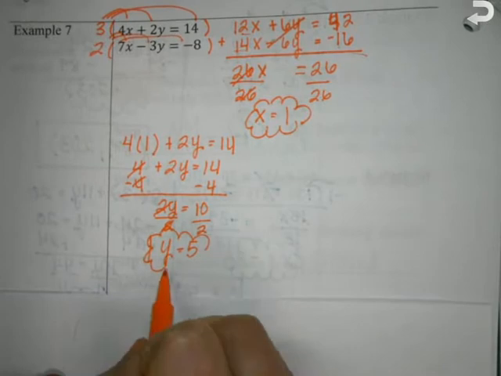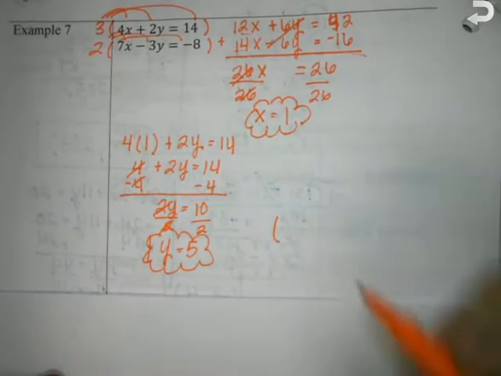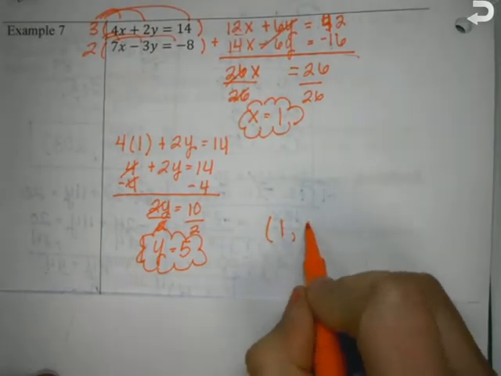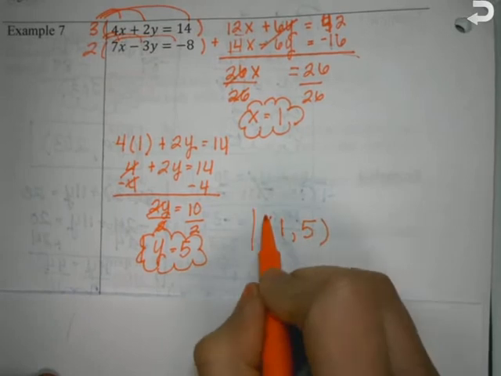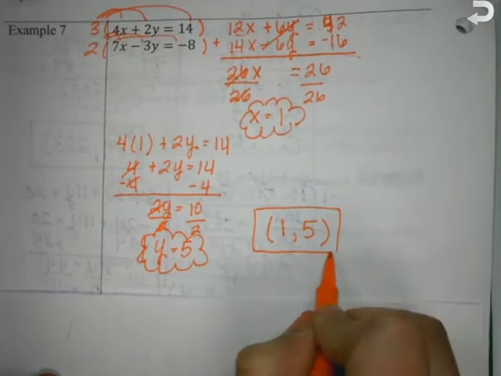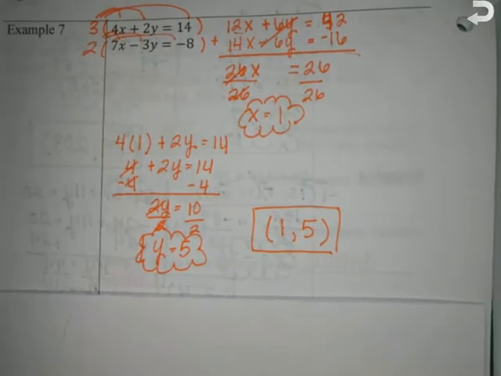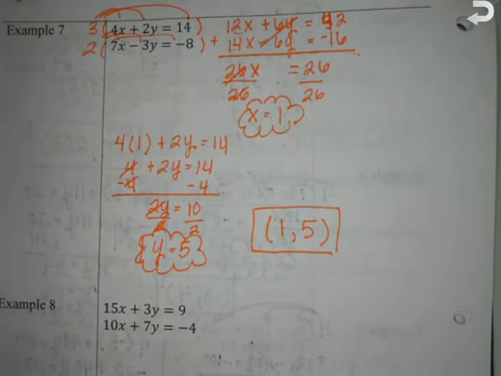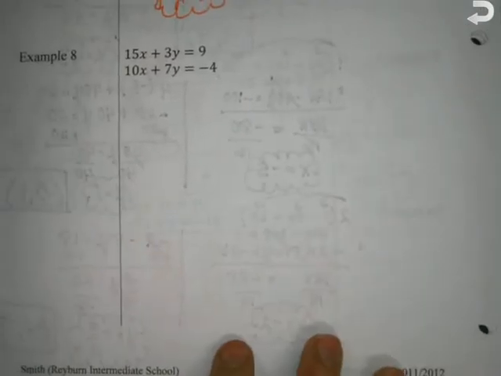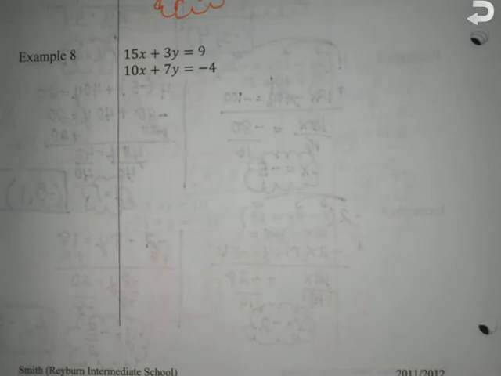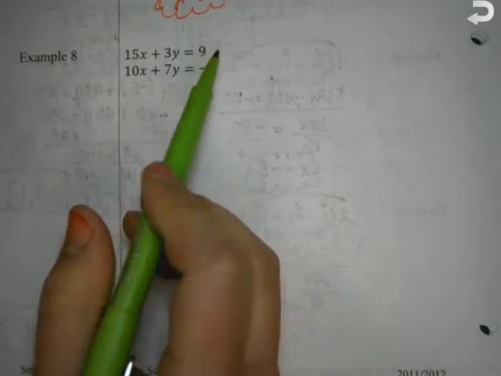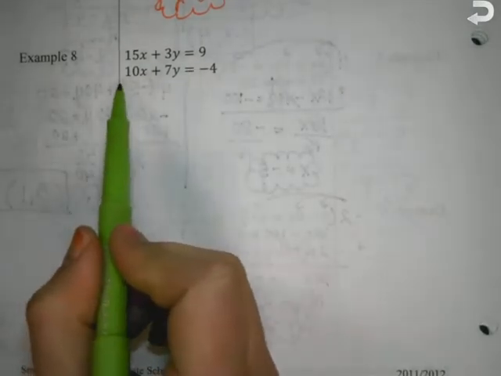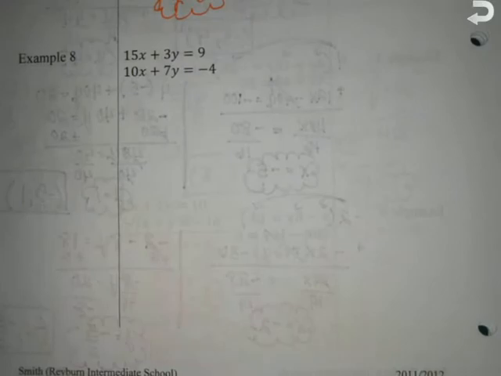Looking at example 8 really quick. I have 15x plus 3y equals 9, and 10x plus 7y equals -4. Nothing is opposites, right? I have both positives and both positives. The x's are positive and the y's are positive. So that means we're going to have to multiply one of the equations by a negative number. Do you guys want to eliminate x's or do you want to eliminate y's?